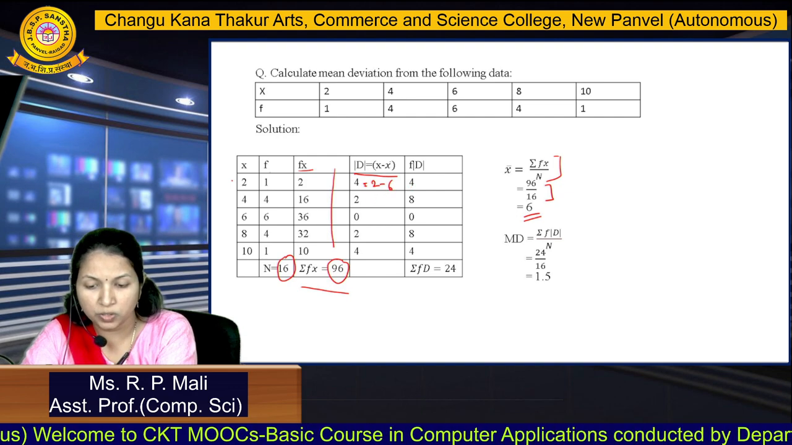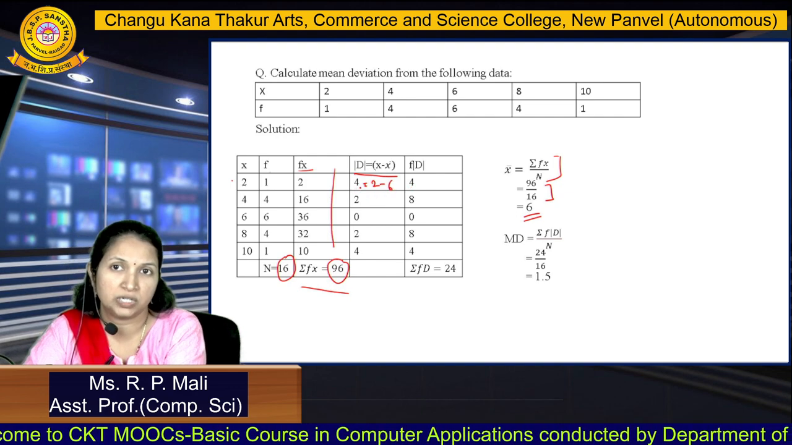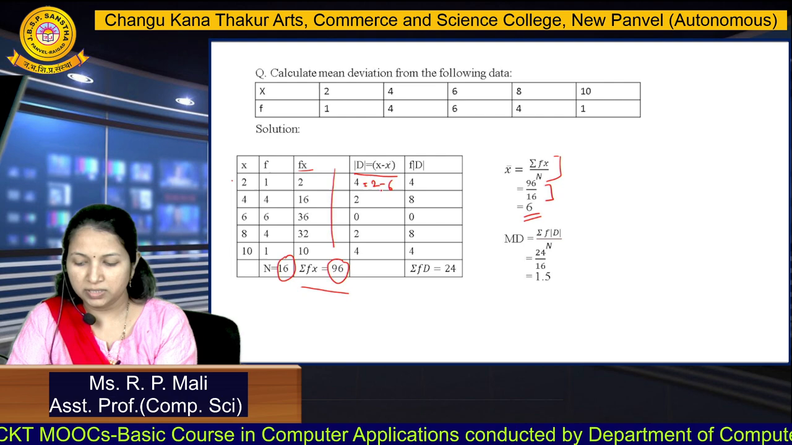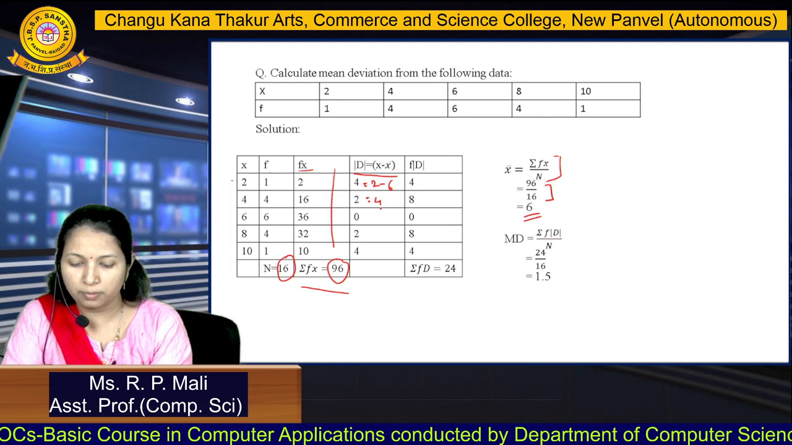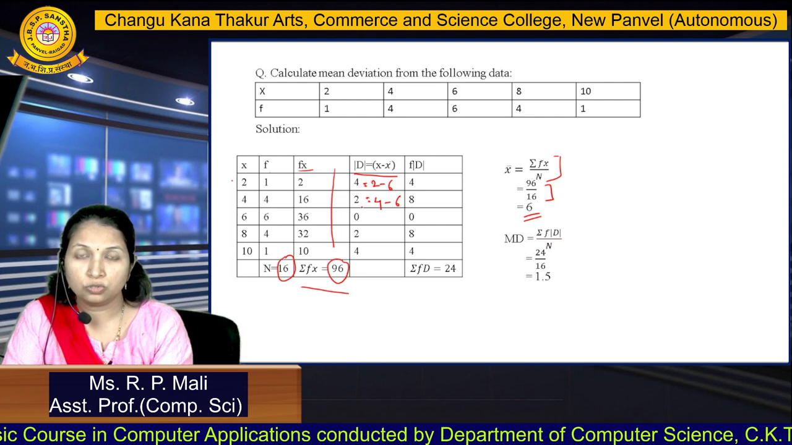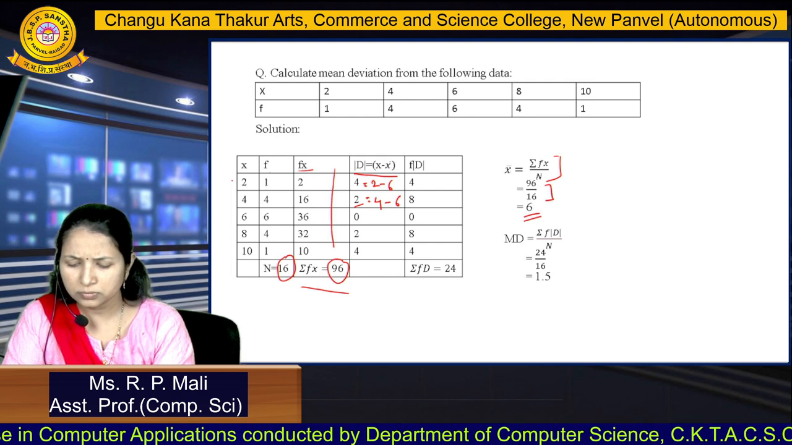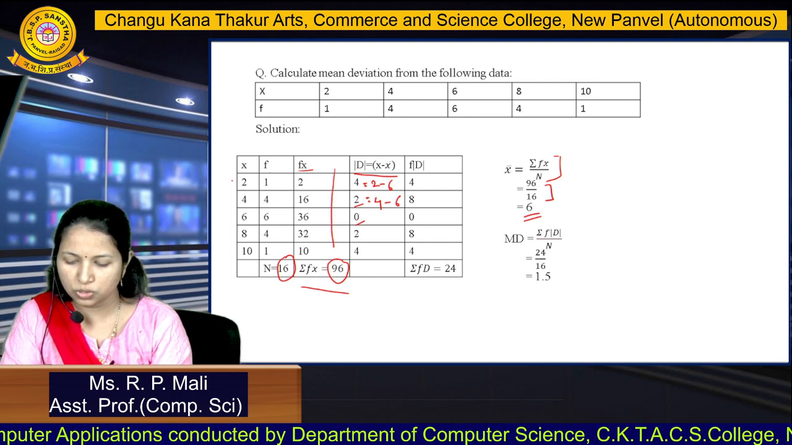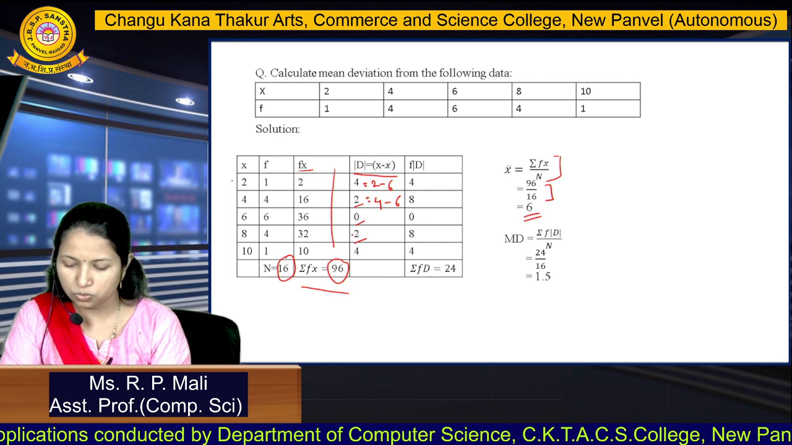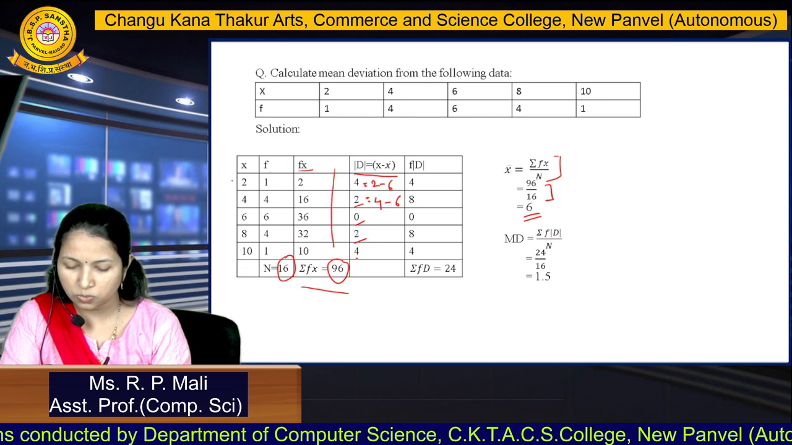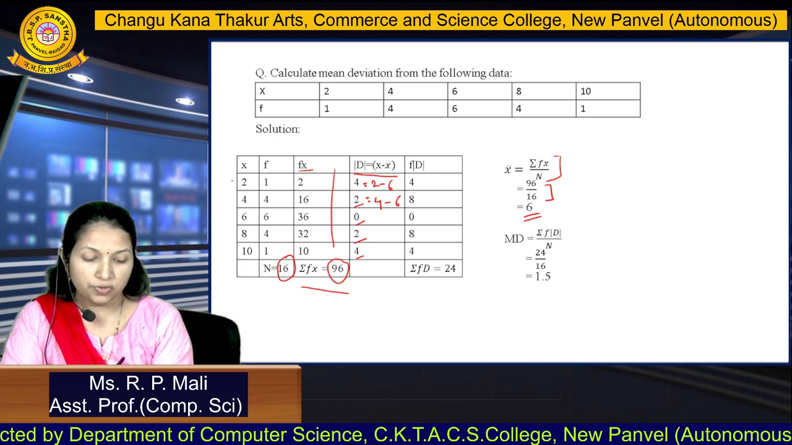Minus 4. So, we are going to ignore the signs. That's why it is a positive 4. After that, 4 minus 6 is what? Minus 2. So, you are going to consider only 2. 6 minus 6 is equal to 0. 8 minus 6 is equal to 2. 10 minus 6 is equal to what? 4. So, likewise, we found out what?